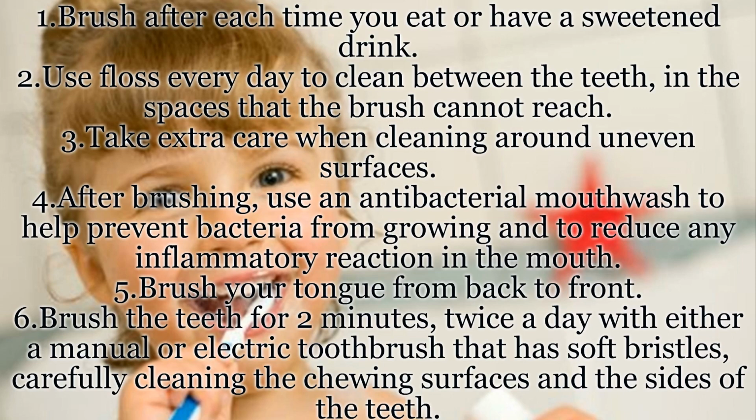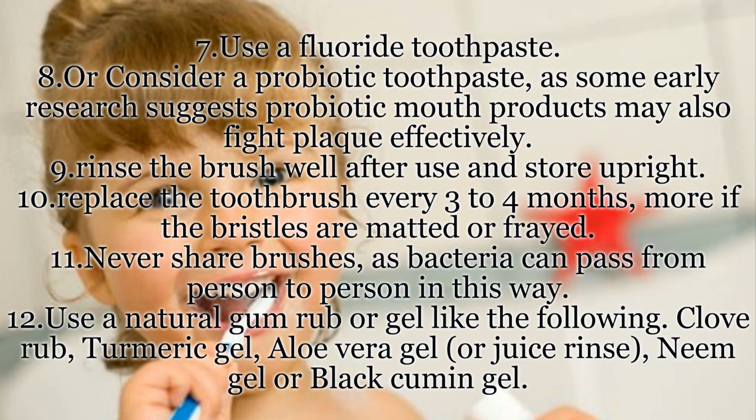4. After brushing, use an antibacterial mouthwash to help prevent bacteria from growing and to reduce any inflammatory reaction in the mouth. 5. Brush your tongue from back to front. 6. Brush the teeth for 2 minutes, twice a day with either a manual or electric toothbrush that has soft bristles, carefully cleaning the chewing surfaces and the sides of the teeth. 7. Use a fluoride toothpaste.